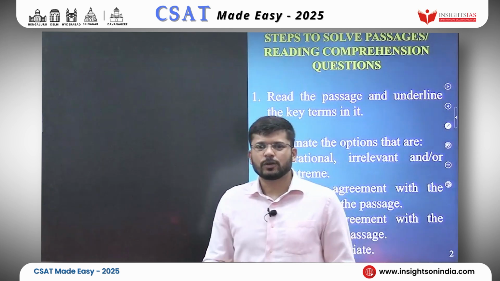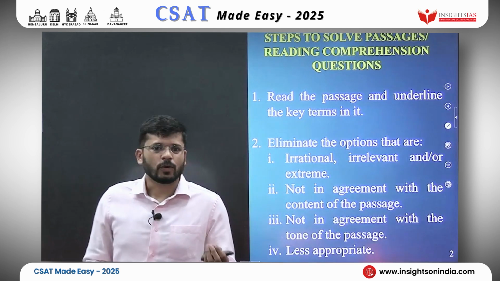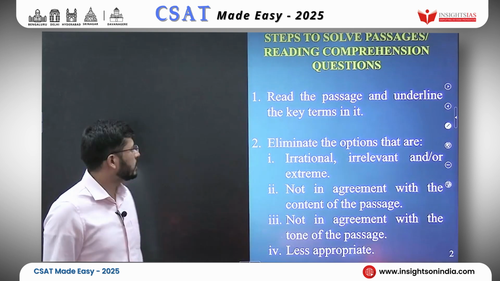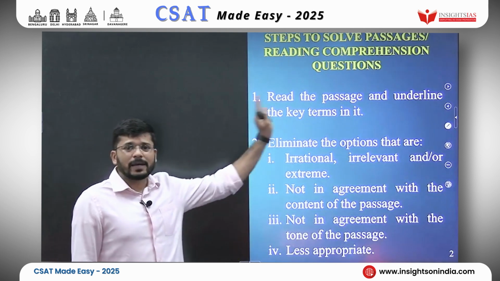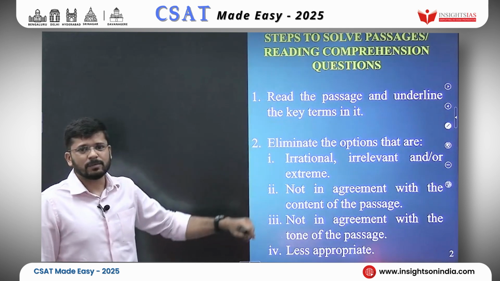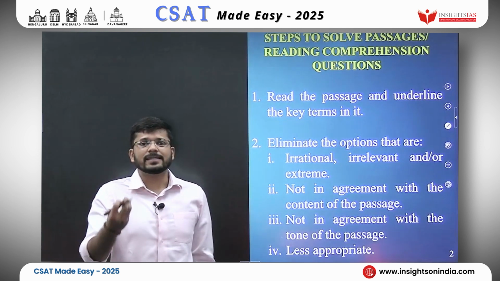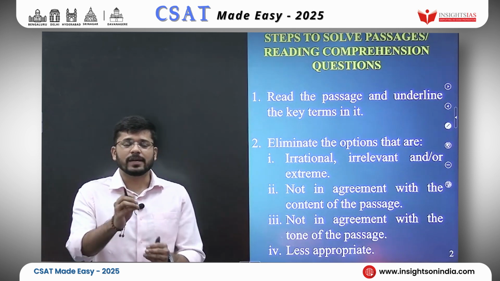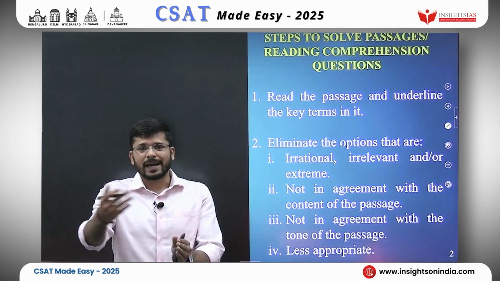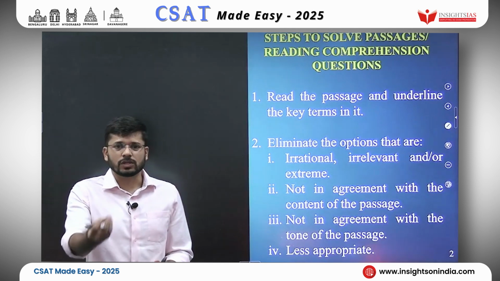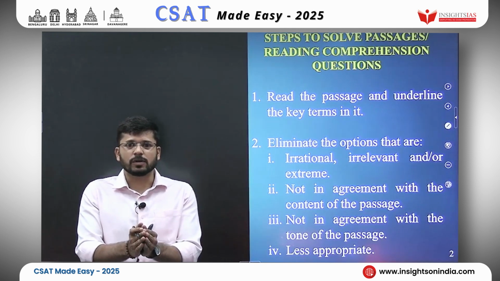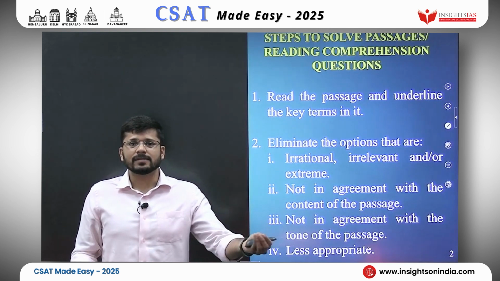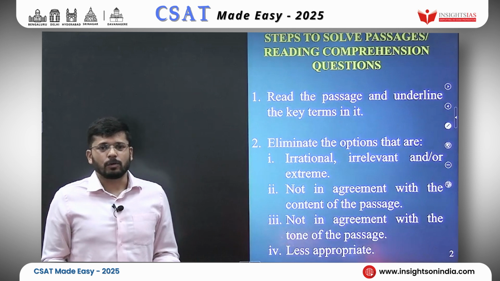Before jumping into the topic, we shall see what are the steps that are to be followed to solve RC questions. First, read the passage carefully and underline the key terms. First step. Then the second step would be to eliminate the options. Do not think of one correct answer and three wrong answers. Do not think on those terms. Think on the terms of one of the options being the most appropriate and the other three being less appropriate.